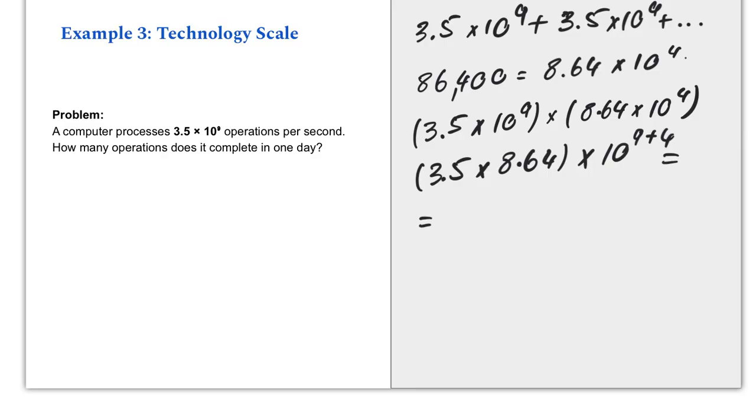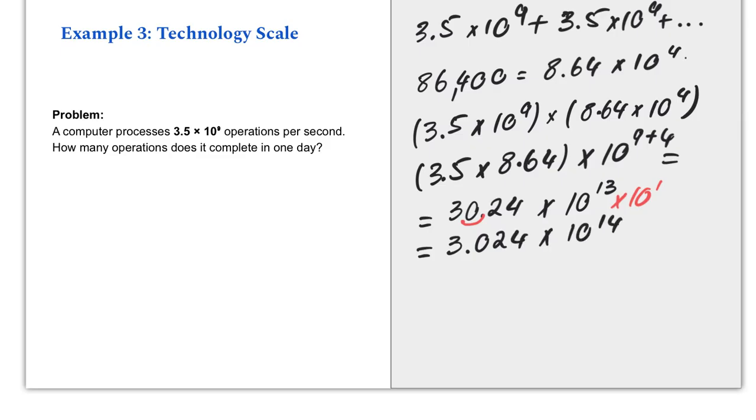That gives 30.24 times 10 to the 13th power. But wait, 30.24 isn't between 1 and 10, so we need to fix that. So let's move the decimal 1 point to the left and then multiply by 10, and then at the end, for the final answer, add the exponents. Times 10 to the 14th power.